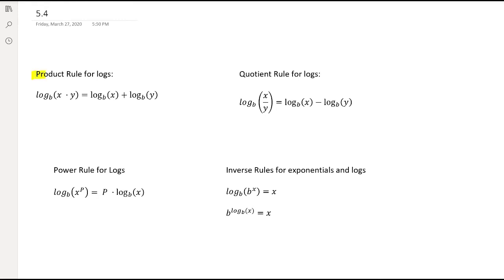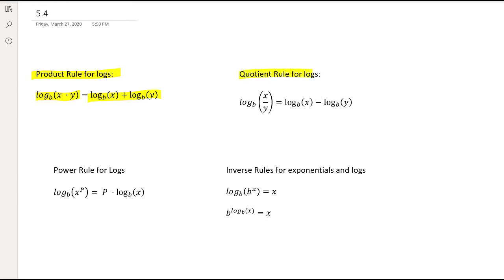First of all, let's talk about the product rule for logs. So logs are cool in the sense of, if I have the log base b of x times y, so one thing times another, I can actually break that up into two separate logs, and those two separate logs are log base b of x plus log base b of y. So when I'm multiplying two things in my argument of my log, I can break it up as the sum. I can add those two logs.